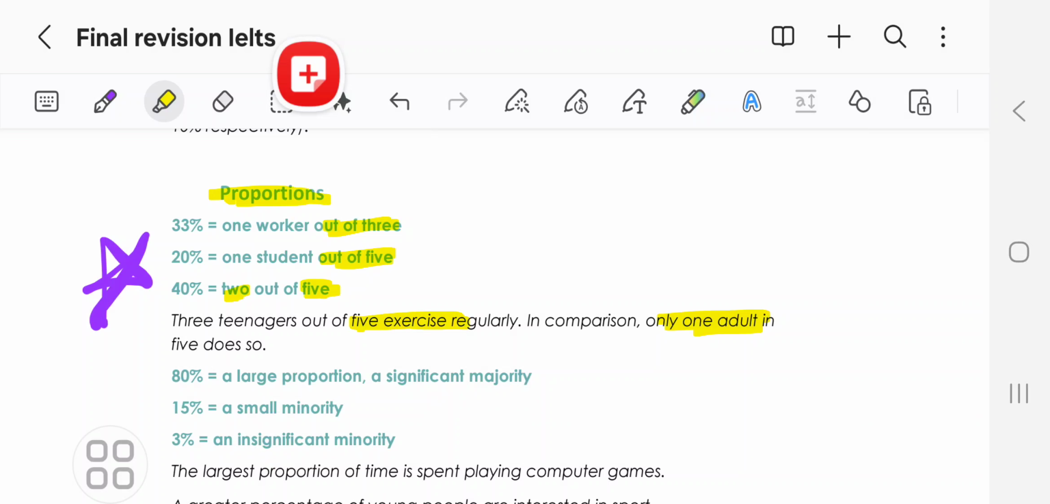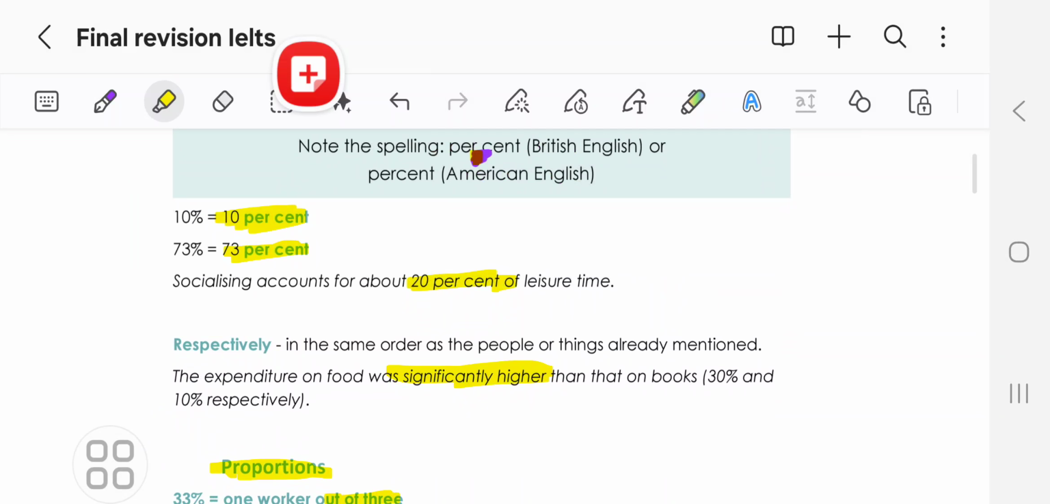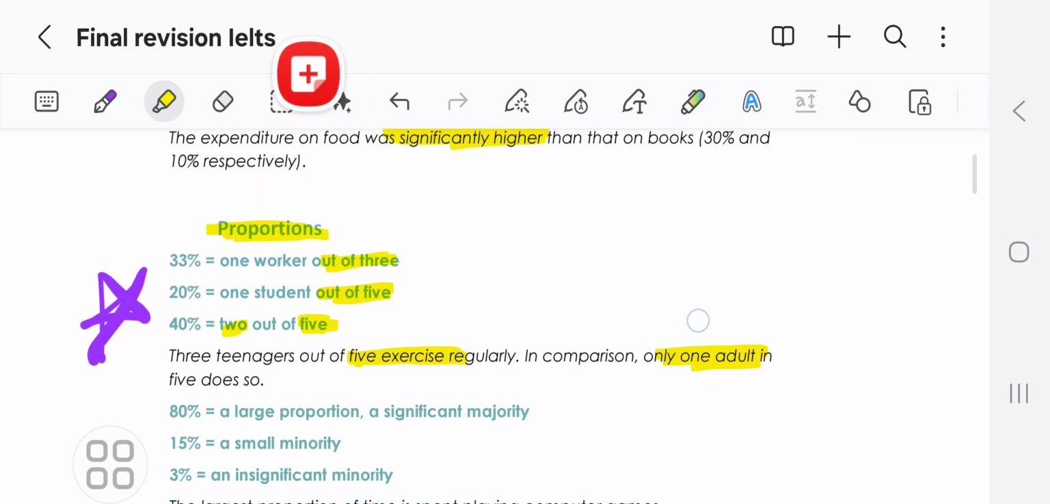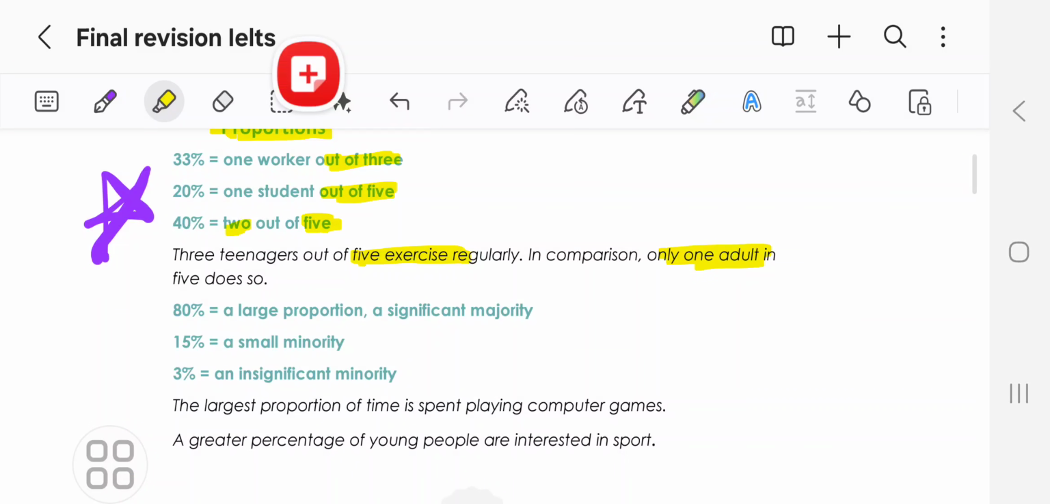Similarly, if you talk about spending, you can use the word respectively when it is in the same order as the other people already mentioned. So the order is respectively, the things are respectively. You know it very well.